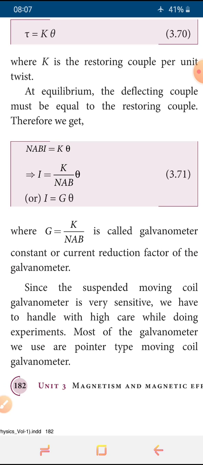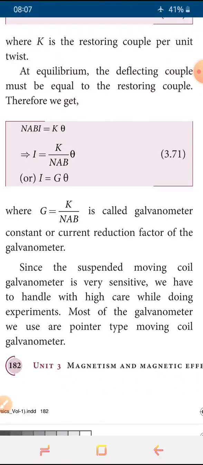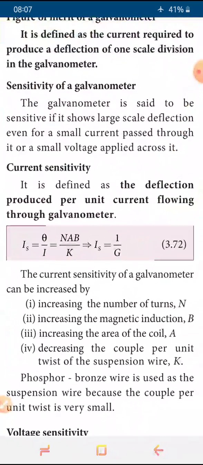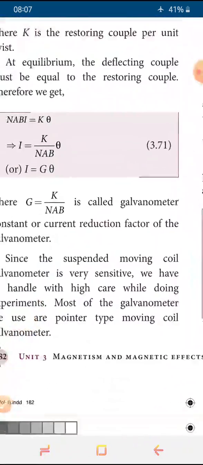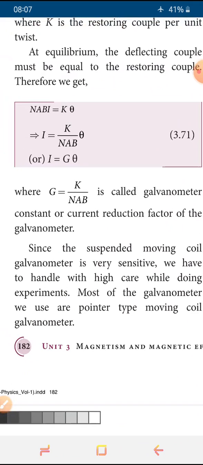The suspended moving coil galvanometer is very sensitive, so we have to handle it in a very careful manner. If extra current flows through it, it may damage the galvanometer. We have to look at that when connecting it in the circuit. So the moving coil galvanometer is over. This answer is based on the last derivation. If you go through the last derivation thoroughly, this answer will be easier for you. I hope you all understood the moving coil galvanometer.